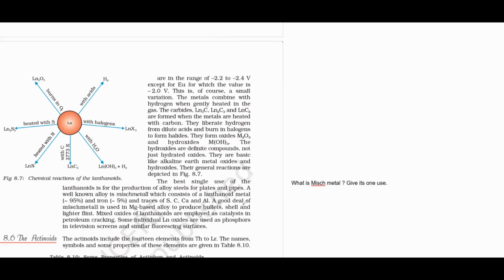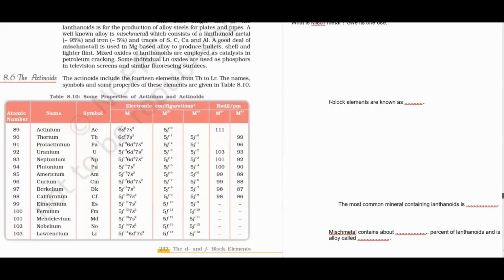These uses, these are important. What is Mischmetal? Give its use. So this entire paragraph is important. Uses, Mischmetal, its composition, and where is it used? It is used in making bullets and all this. So this paragraph is again very important when it comes to uses.